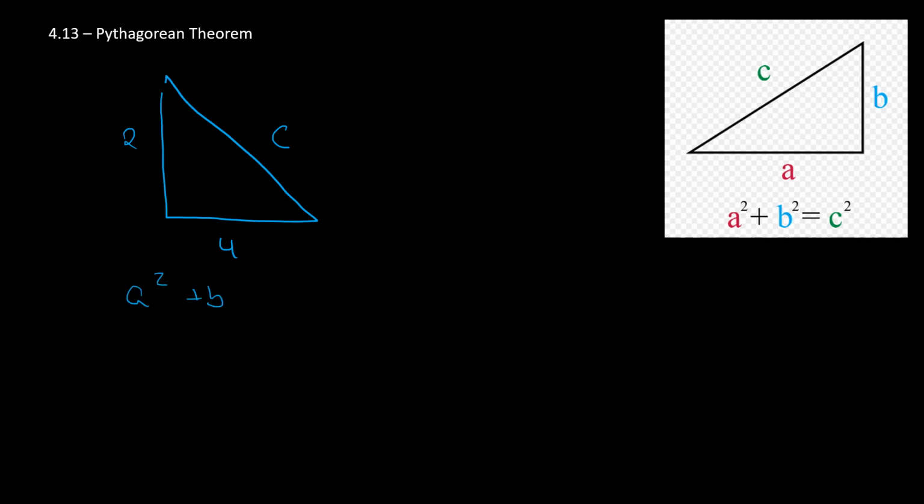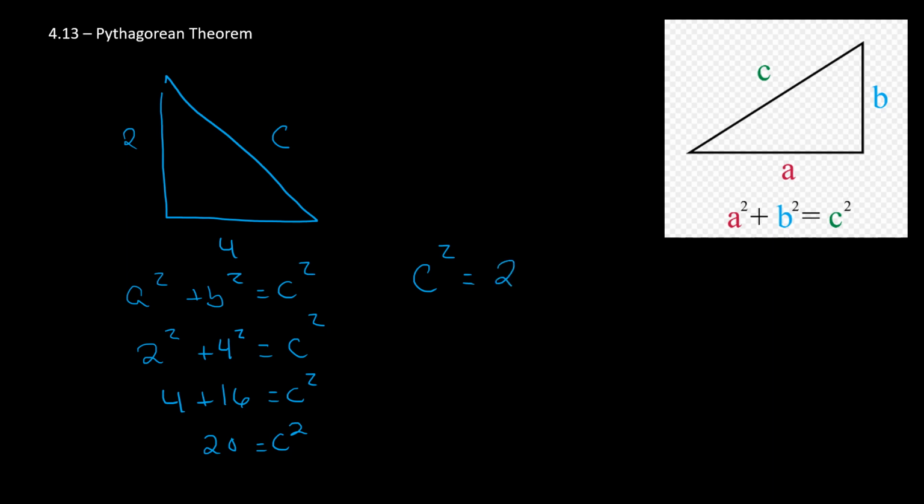So we're going to say a squared plus b squared equals c squared. We'll say that 2 squared plus 4 squared, because these are our two legs, equals c squared. Well, 2 squared we know is 4, plus 4 squared is 16, equals c squared. Cool. 4 plus 16 is 20, equals c squared. So I'm going to set this up here. I'm going to say c squared equals 20.